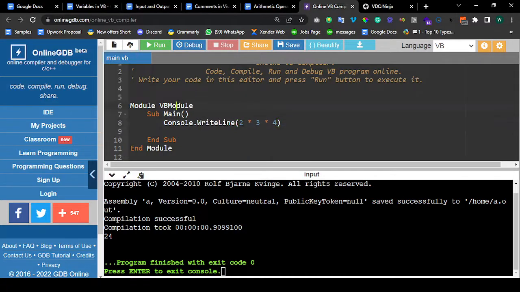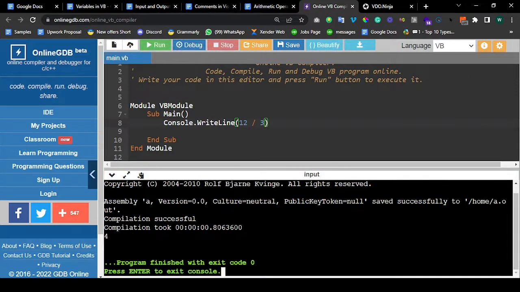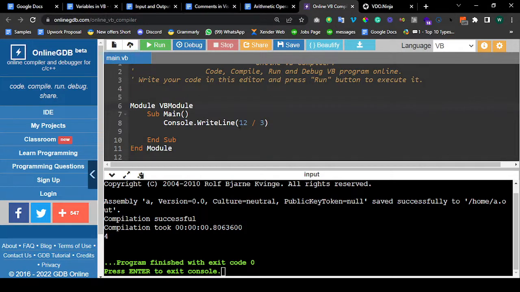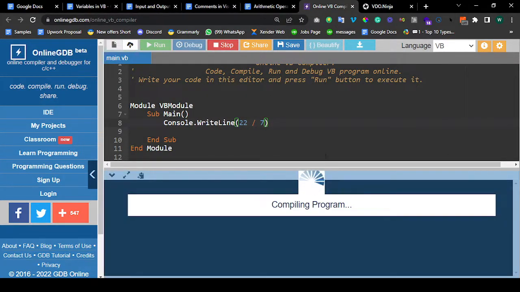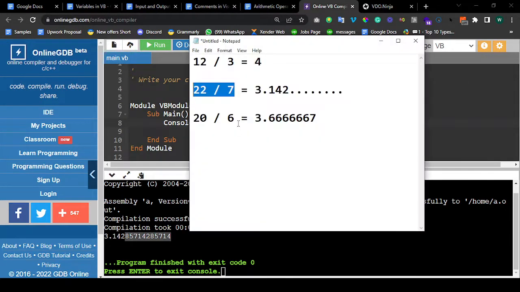So let's go and test it out. If I save this and I run it, you see I have 4. Copy this, paste this, and run it. You see what I have? 3.142. Nobody knows this, so at least give me my flowers. And I have 20 over 6.